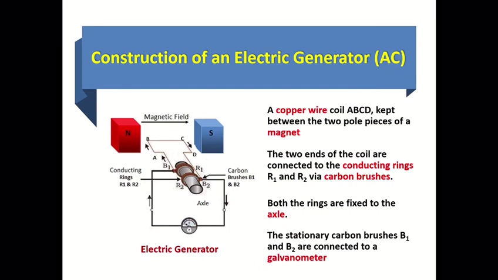Can you see R1 and R2? They are the two rings, conducting rings. They are connected via carbon brushes. Both the rings are fixed to the axle, but there is a resistive coating in between the ring and the axle. Then we have the stationary carbon brushes B1 and B2, which are connected to a galvanometer, which shows the direction of current in the circuit.